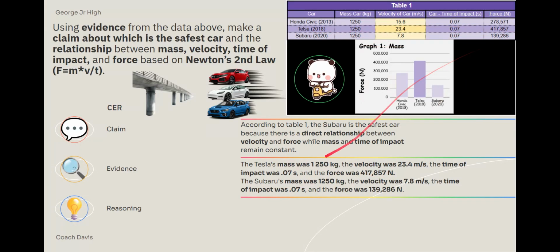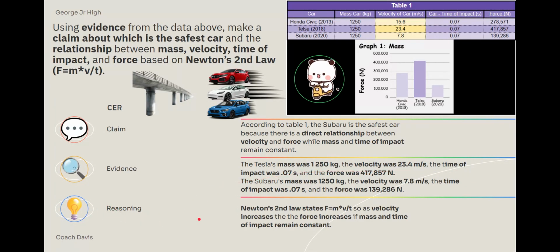So Subaru time. The Subaru's mass was 1,250. The velocity was 7.8 meters per second. The time of impact was 0.7, and the force was 139,286. We did it. All right. That takes forever, but when you do it, you sound super smart because you are.